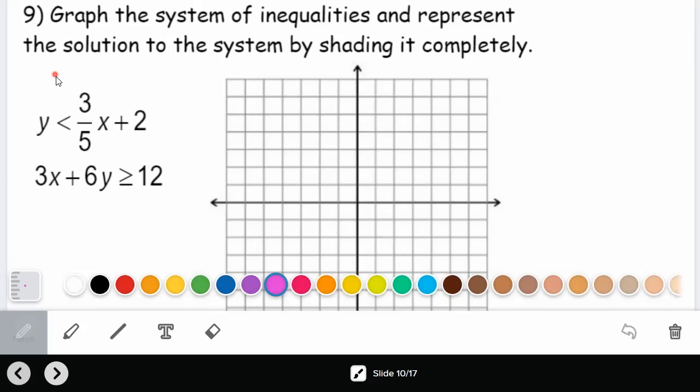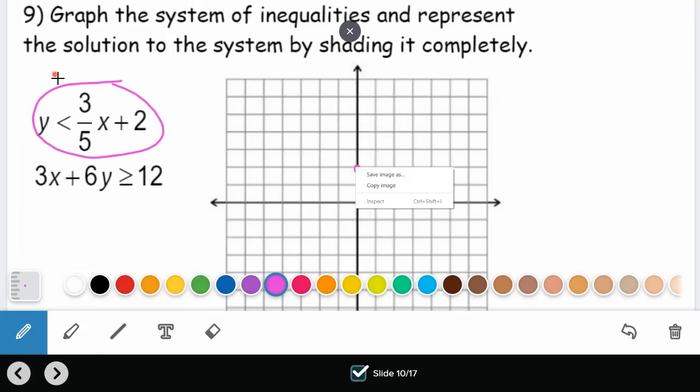On this one, we have a system of inequalities. So this one, let me do in pink. So I'm going to start at 2 on my y. And then my slope is a positive 3/5. So I'm going to go up 3 over. So from here, I'm going to go up 1, 2, 3, over 1, 2, 3, 4, 5.